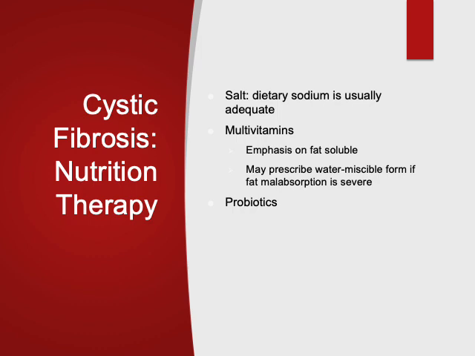Now, probiotics are also beneficial, as gut dysbiosis is associated with the GI symptoms that we talked about earlier. And probiotics can significantly reduce fecal calprotectin, which is a marker of intestinal inflammation. And this can be seen in both children and adults with cystic fibrosis.